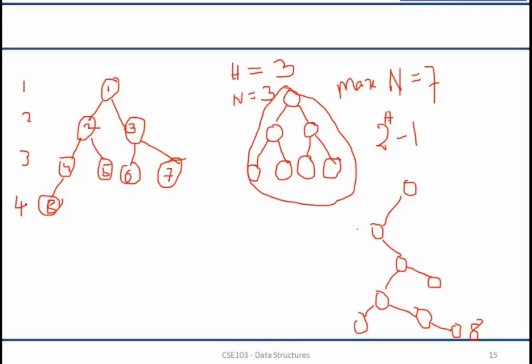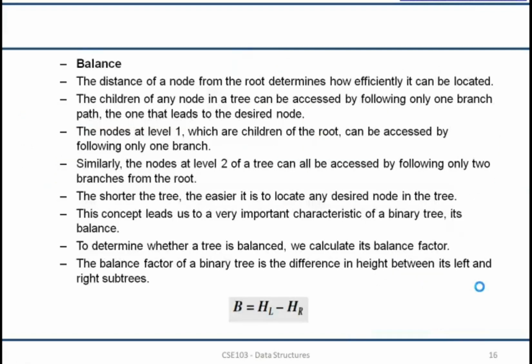The same way, if you take this example, what is the height of the left subtree? It is 5. The right side is 0. 5 minus 0 is how much? 5. This tree is not balanced. It is not balanced.